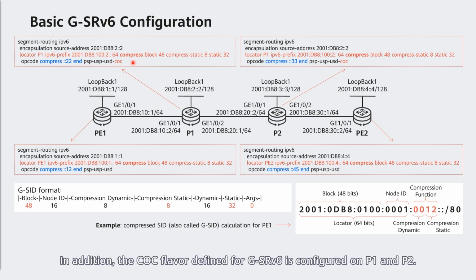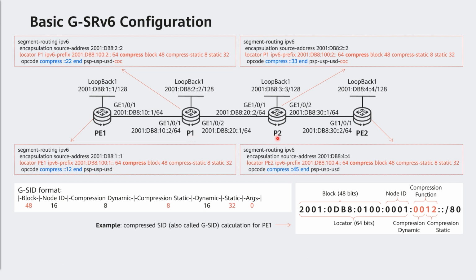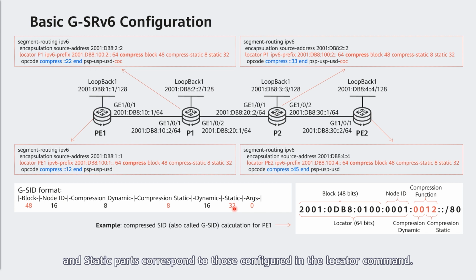In addition, the COC flavor defined for G-SRv6 is configured on P1 and P2. After receiving a SID with the COC flavor, a node needs to update the destination address DA field with the next 32-bit GSID in the segment list. A GSID consists of multiple parts. The lengths of the block, compression static, and static parts correspond to those configured in the locator command.